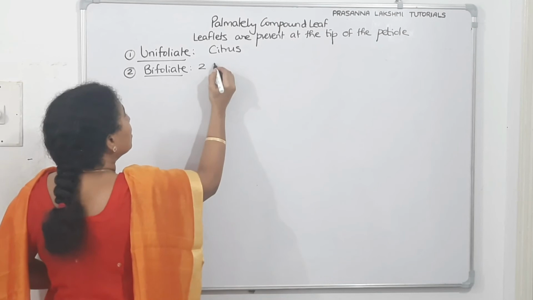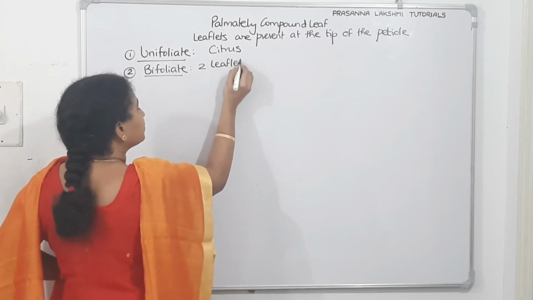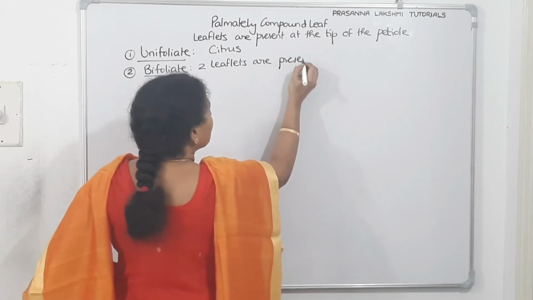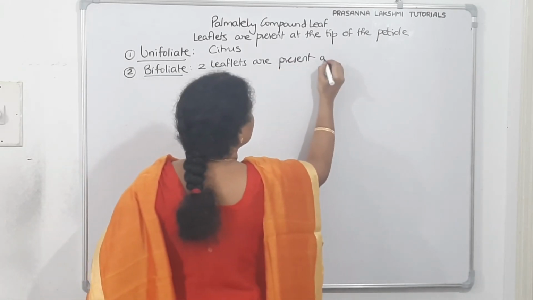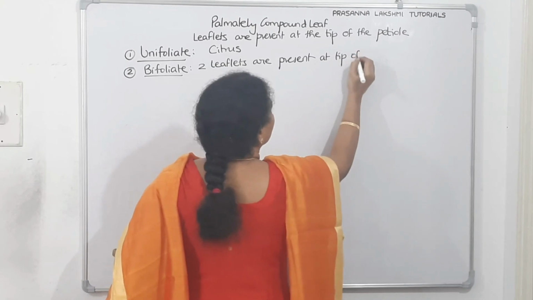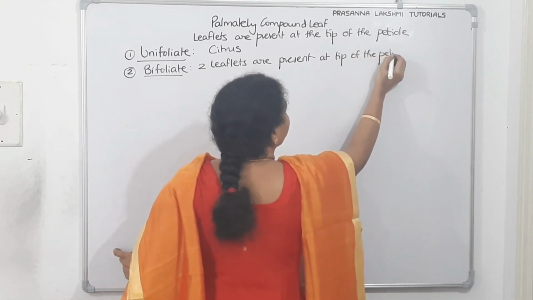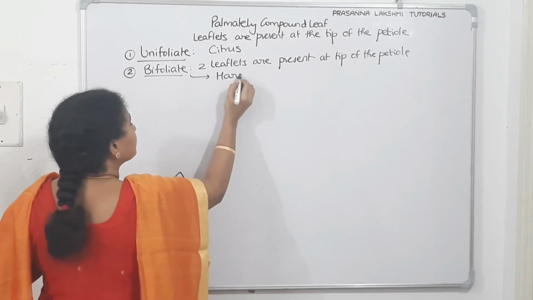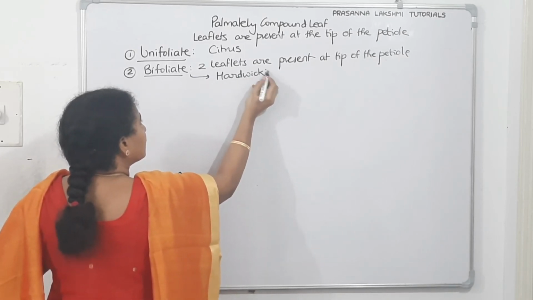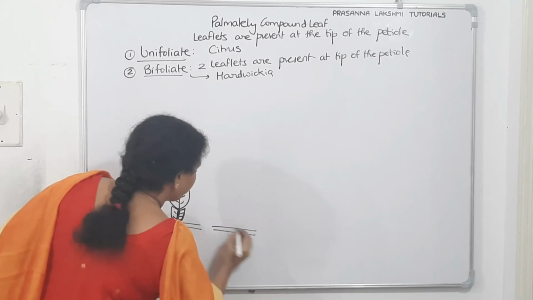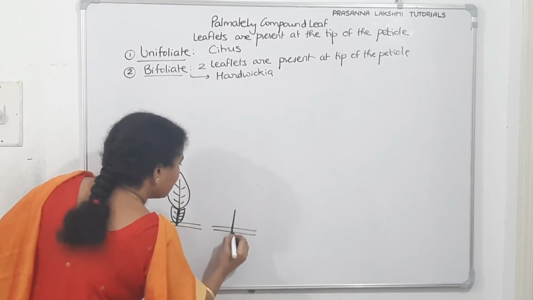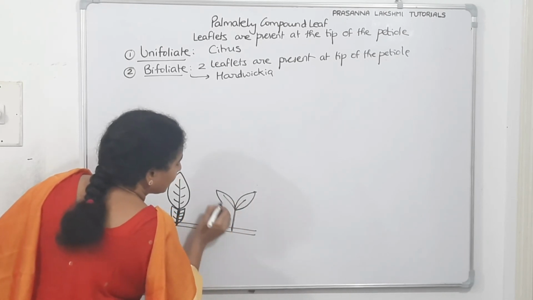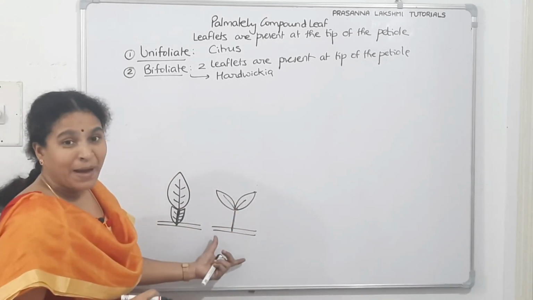In bifoliate, two leaflets are present at the tip of the petiole. In unifoliate, one leaflet is present. Here, two leaflets are present at the tip of the petiole. Example for bifoliate is Hardwickia. Now, bifoliate means this is a petiole. The tip of the petiole bears two leaflets. So, this is bifoliate.